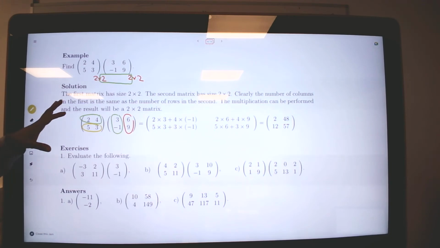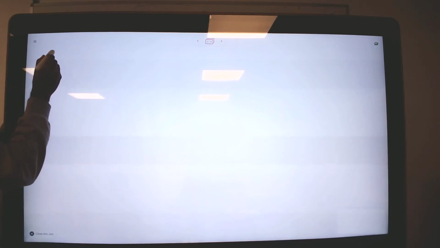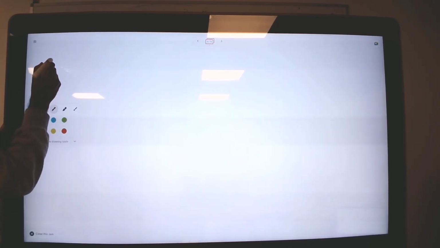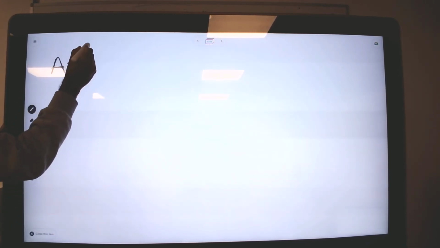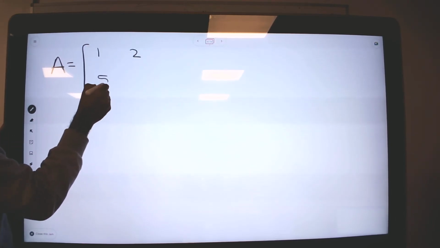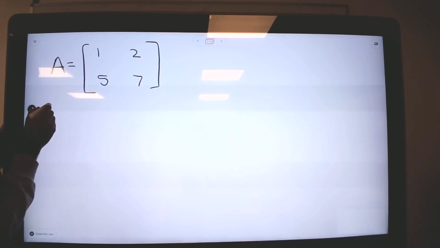I know it's too much, but let me do that one again so you get an idea. Let's change the color to black. Let's say I have the matrix A. I choose easy numbers: 1, 2, 5, 7. And let's say I have the matrix B.